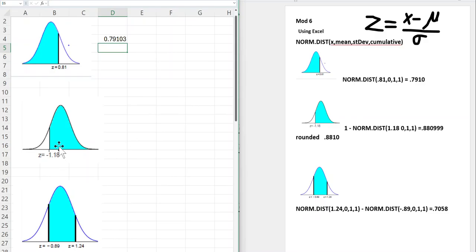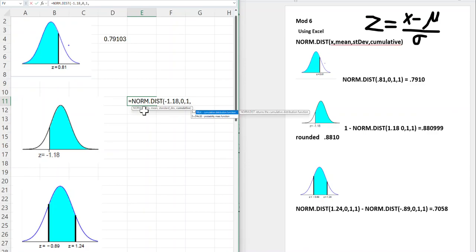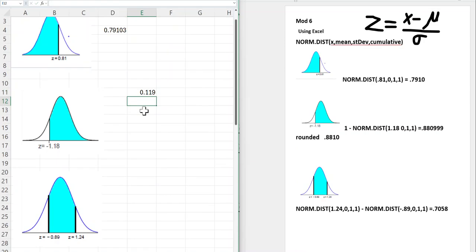Okay. Now I can do the same thing if I want to know the probability of being something greater than. The trouble with this particular app is that if I type in equals, normal distribution, and start the formula here, and put in negative 1.18, and 0, and 1, and cumulative 1, I get only 11%. Now, that colored in area does not look like 11% of the area under the curve, but it does look like this little white area over here.